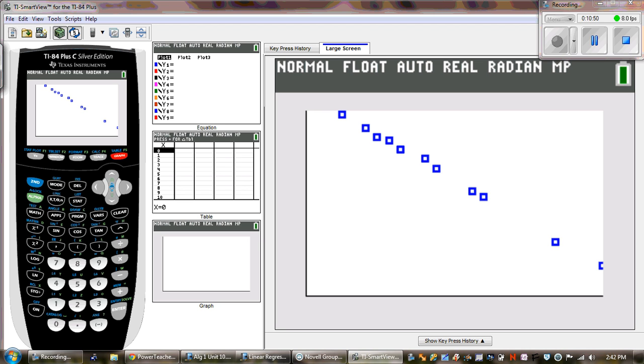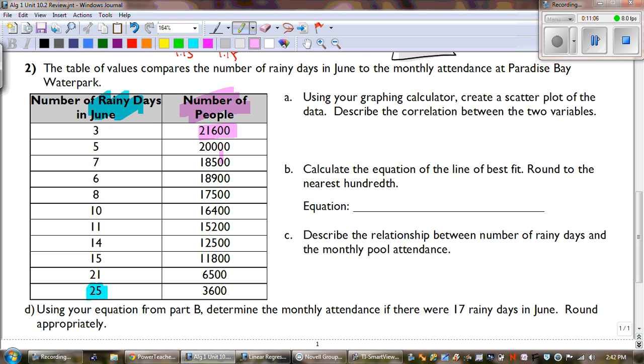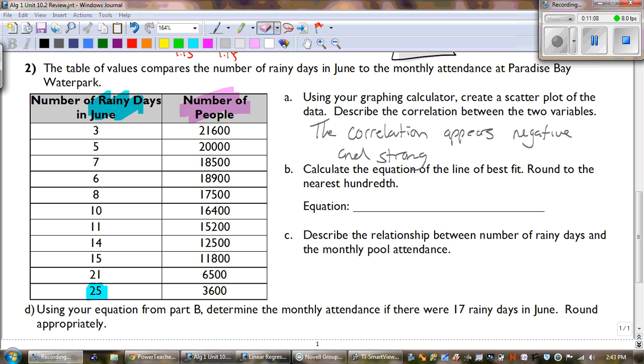There we go. Now, what's the general trend of this graph? You should be saying it's negative. Hopefully you're writing your sentence already. Okay. So for my sentence, I wrote that the correlation appears negative and strong.